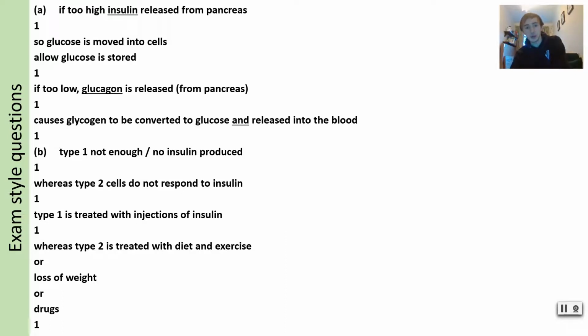Part B, compare how the types of diabetes are caused and how to treat them. Type 1 means you don't have enough insulin, whereas in type 2, cells don't respond to insulin, 2 marks. Type 1 treated with insulin, type 2 treated with diet and exercise, or loss of weight, or drugs. We haven't talked much about the drugs. In all honesty, it's not really on the GCSE. Broadly, there are some chemicals you can take which will lower the amount of glucose in your blood. I don't want you to worry about that. I want you to focus on exercise, diet.